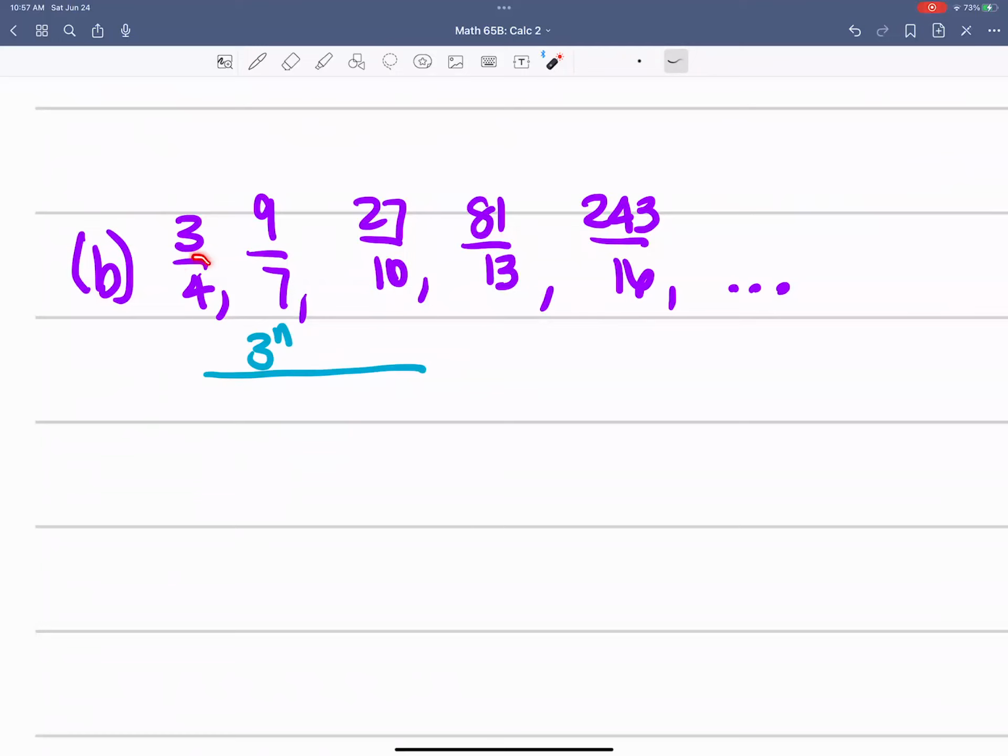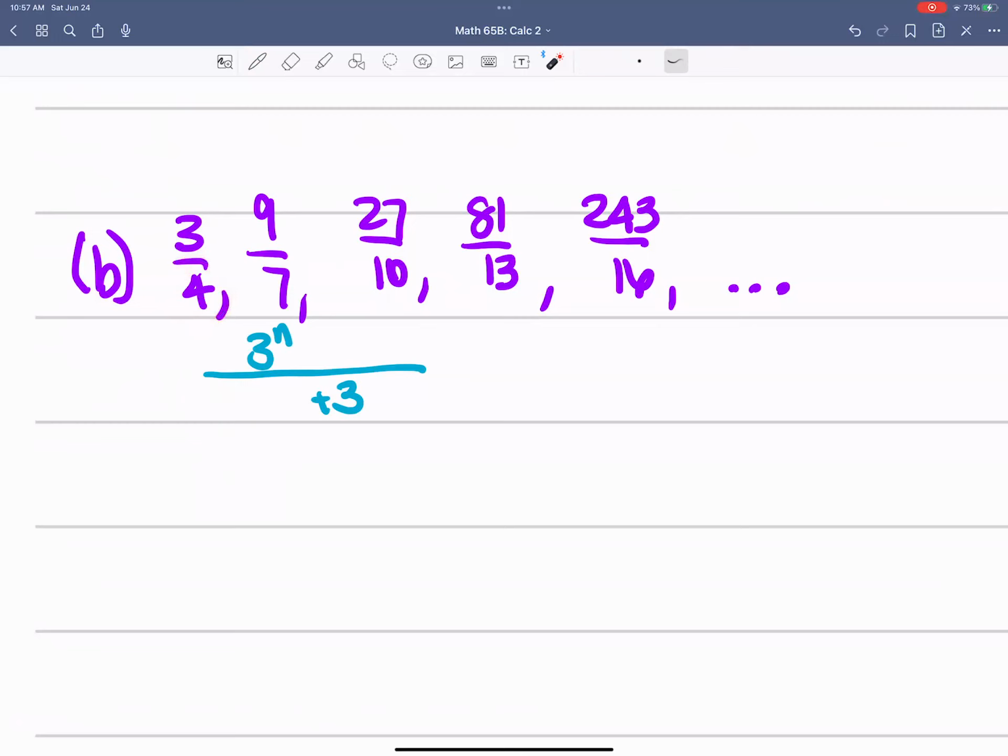Down here we have 4, 7, 10, 13, and 16. It looks like we're adding 3 to each of these. So 4 plus 3 gives us 7. 7 plus 3 gives us 10. 10 plus 3 gives us 13. So it's going to be something plus 3. But what is our starting point?